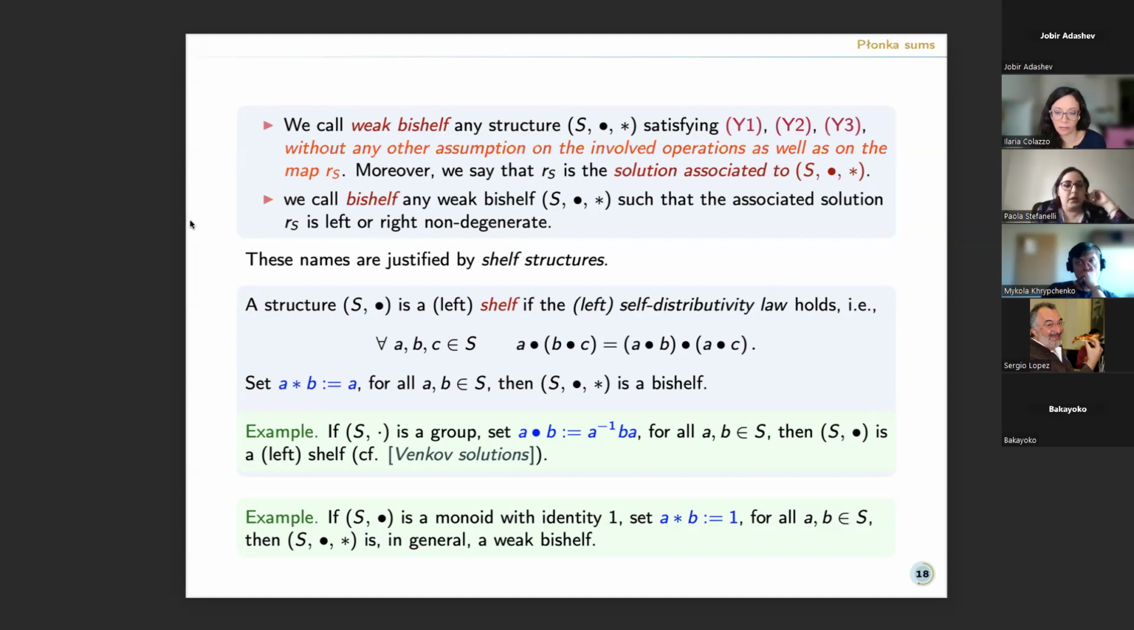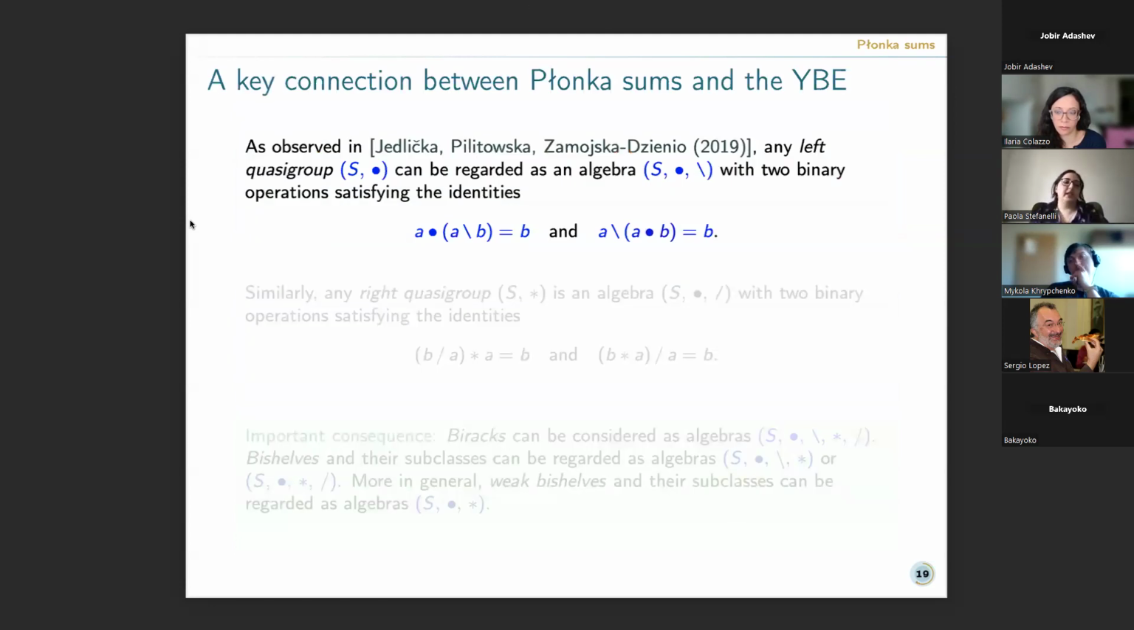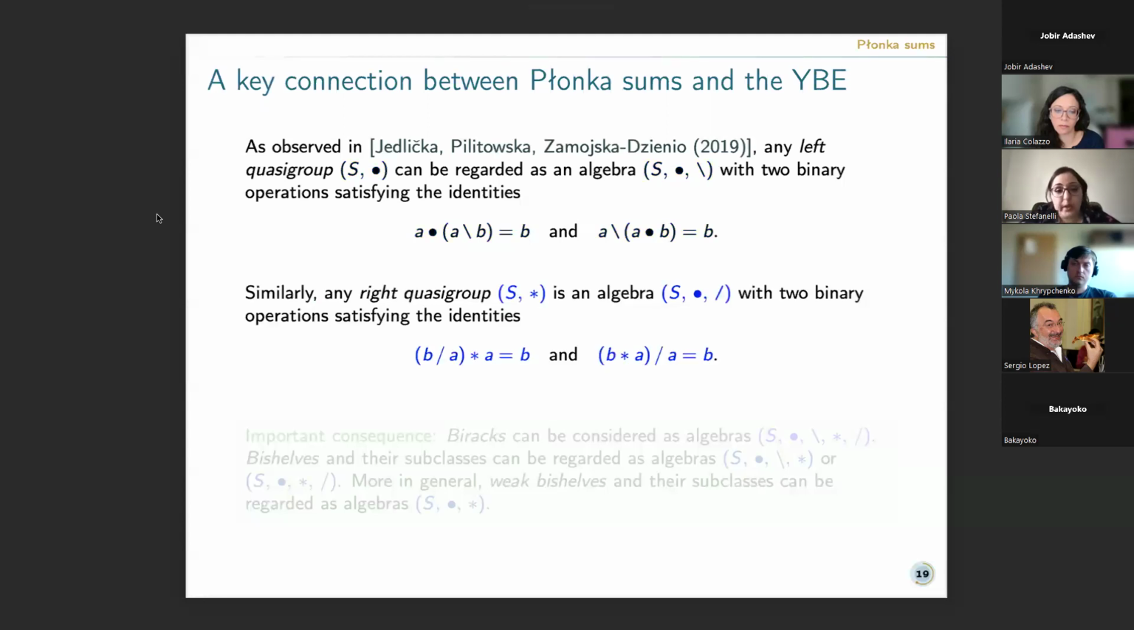So, what is the key connection between Płonka sums and the Yang-Baxter equation? This is explained essentially in a paper by Jedrzejczak, Kubat, Plitowska, and Zamojska-Dzienio. Indeed, they observed that any left quasigroup can be regarded as an algebra with two binary operations, dot and this left slash, that satisfy these two identities. In a similar way, right quasigroups (S, ∗) are algebras with two binary operations satisfying this other similar identity.